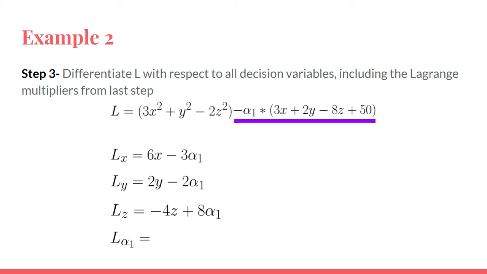Finally, we differentiate L with respect to alpha 1. The term in L that has alpha 1 is minus alpha 1 times 3x plus 2y minus 8z plus 50. Thus, L sub alpha 1 is going to be equal to minus 3x minus 2y plus 8z minus 50.